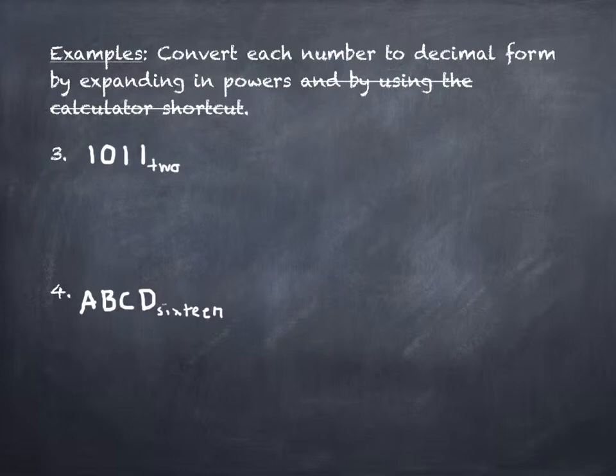Now, you'll notice that part of my instructions here, I have a strike-through. The instructions in your book say what this says, but without the strike-through. They say convert each number to decimal form by expanding in powers and by using the calculator shortcut. I'm not going to teach you the calculator shortcut. You're welcome to learn it, but I want to see the expanding in bases part of this. That's important because that's a conceptual understanding of what's going on. Calculator shortcut, if you want to do that or learn that to verify your answers, fabulous, go for it. But you don't have to do that as part of your homework, okay?